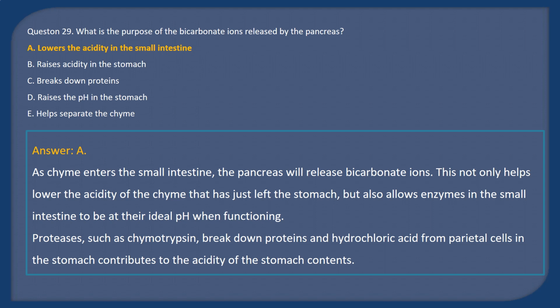Answer A. As chyme enters the small intestine, the pancreas will release bicarbonate ions. This not only helps lower the acidity of the chyme that has just left the stomach, but also allows enzymes in the small intestine to be at their ideal pH when functioning. Enzymes such as chymotrypsin break down proteins, and hydrochloric acid from parietal cells in the stomach contributes to the acidity of the stomach contents.